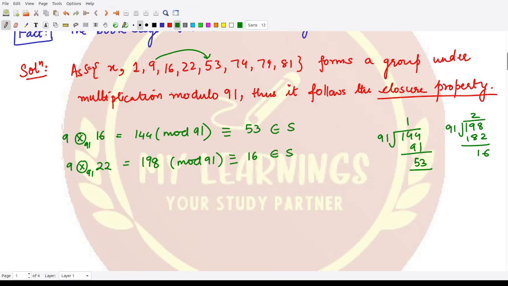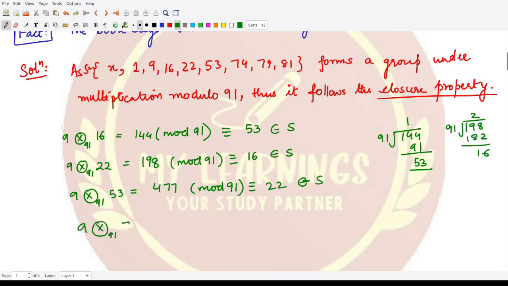So let's multiply 9 with 53. Let's see what we have. When you multiply 9 with 53, you have 477, and when you calculate 477 under mod 91, it comes out to be 22. Again 22 is present in S, so we have to go and calculate another one. Let's do that for 9 with 74.